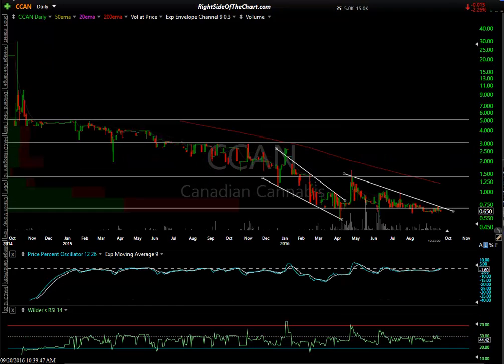All right, CCAN. This one's very thin. When you see these candlesticks like this that look kind of choppy, that just shows thin trading. Now you can see that when the volume comes in, these candlesticks normalize a little bit better. Not one of my favorites, I'll just point that out, but there is a downtrend to watch.